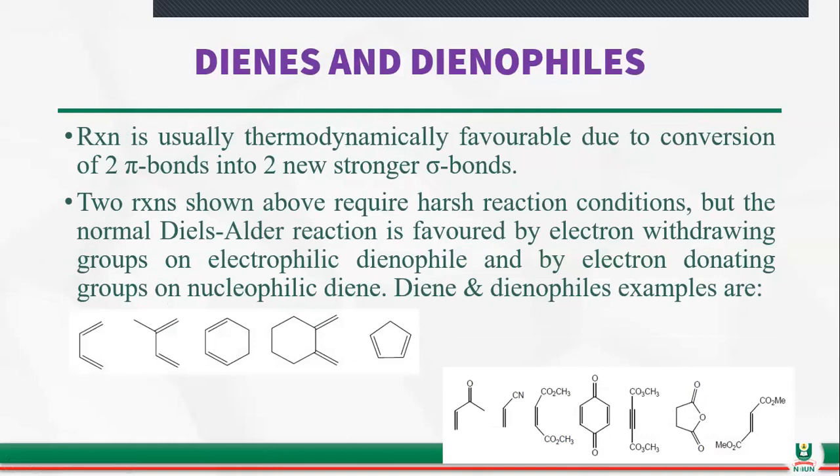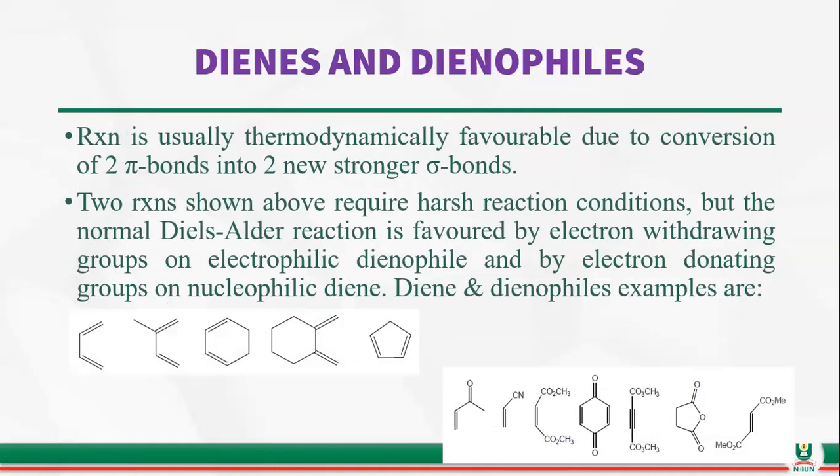So the two reactions shown above required harsh reaction conditions. But the normal Diels-Alder reaction is favored by electron withdrawing groups on the electrophilic dienophile. That's what we are saying. The dienophile is electrophilic, it is hungry for electrons. So if it has substituents that are electron withdrawing, they will sap away electron density from it, making it seriously hungry.